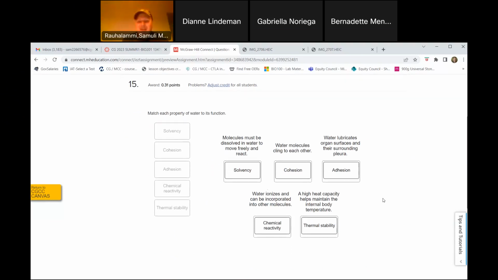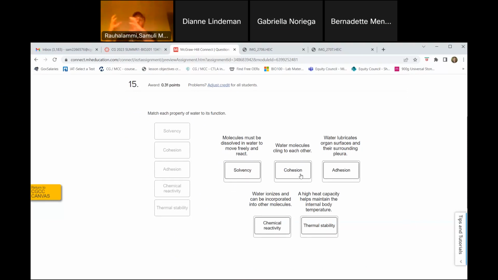These are all different kinds of things that are really related to water. So we see that molecules must be dissolved in water to move freely and react. That would be an example of solvency. So water dissolves many different things really, really well. That's why water is so fundamental for life. That's why we can use water to do many chemical reactions.